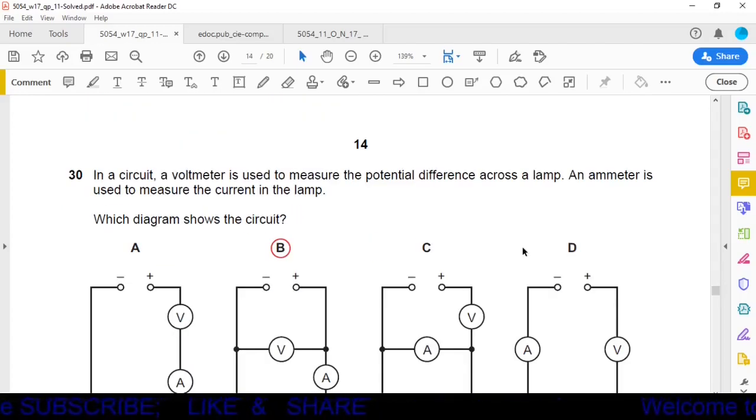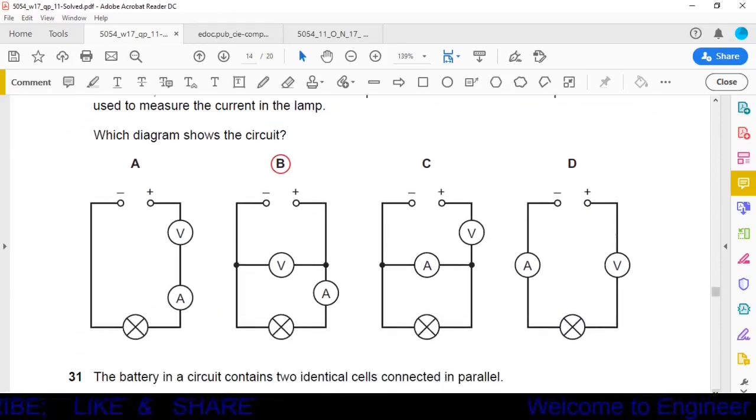Question number 30. In a circuit, a voltmeter is used to measure the potential difference across a lamp and an ammeter is used to measure the current in the lamp. Which diagram shows the circuit? Okay, here we have four options. First thing, voltmeter we have to use in parallel with the circuit and ammeter in series. Now here we have to measure the voltage of this lamp and the current in the lamp. So voltmeter should be connected in parallel with the lamp and ammeter should be connected in series.